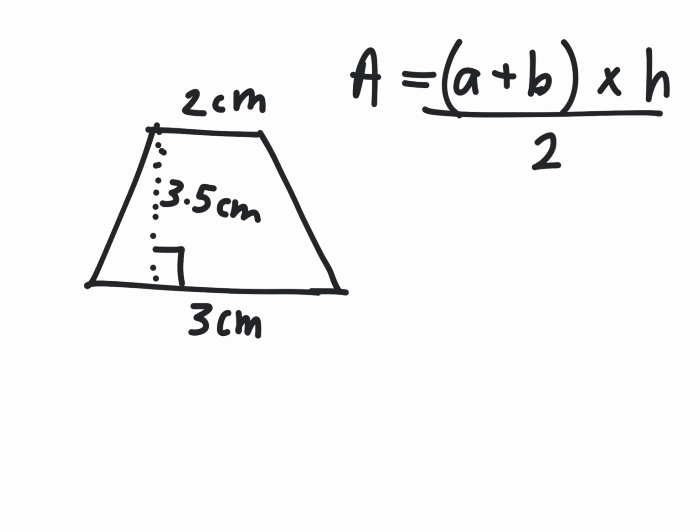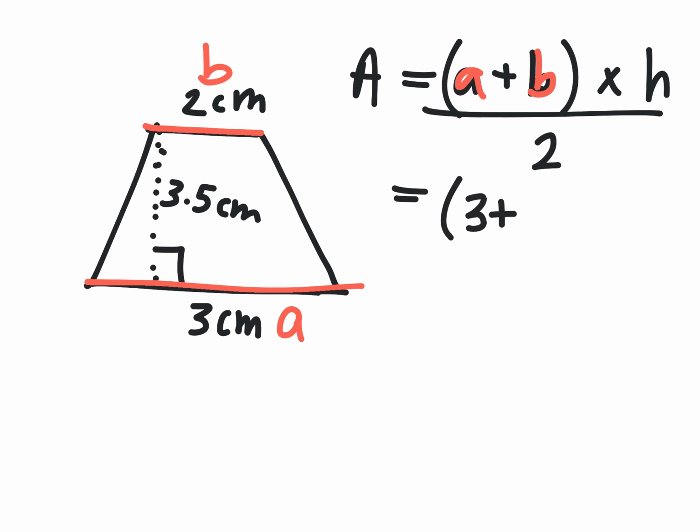So the first trapezoid, what do you want to label as A and B? Remember, A and B are the two sides that are parallel. So which one do you want to call A? The 3. Okay, so this is A, and then the 2 is B. So we're going to fill it in. So A is 3 plus B is 2, right?